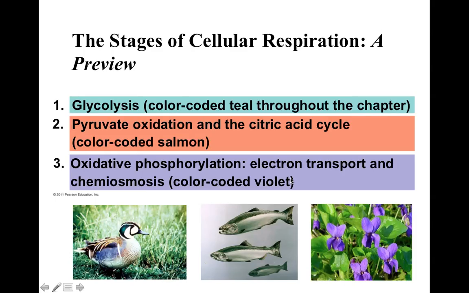And I can't help but wonder if it was a coincidence that the names of these colors are also names of organisms. Here's a teal, here's a salmon, and here's some violets.